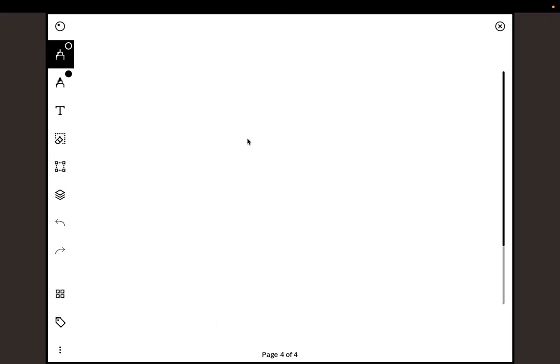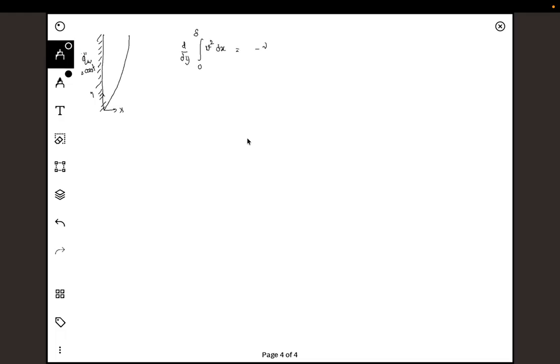So the momentum integral equation, let's say the geometry is something like this. Say q_w prime is constant. So the temperature profile will go something like this. Let's say this is my y, this is my x. So my equation will be d/dy of the integral from 0 to delta of the vertical velocity v squared dx is equal to minus mu del v/del x at x equal to 0 plus the integral from 0 to delta of g beta (T minus T_0) dx.